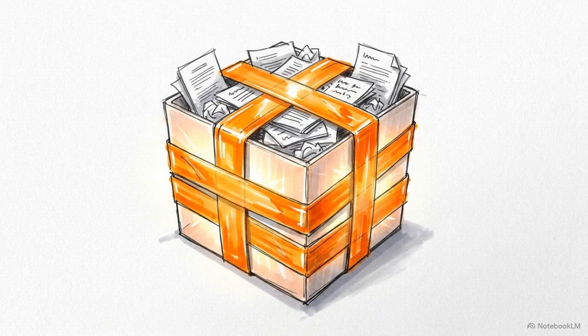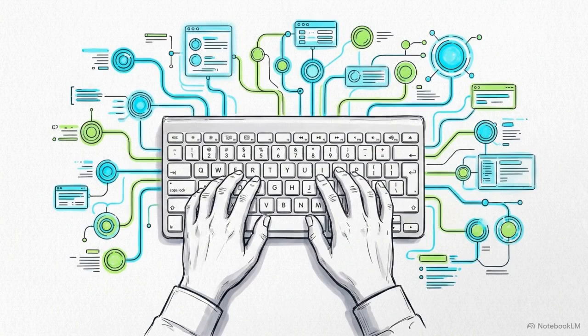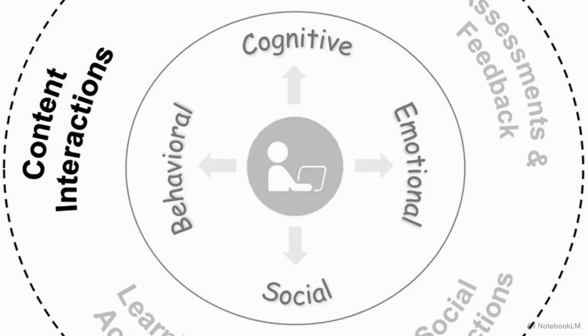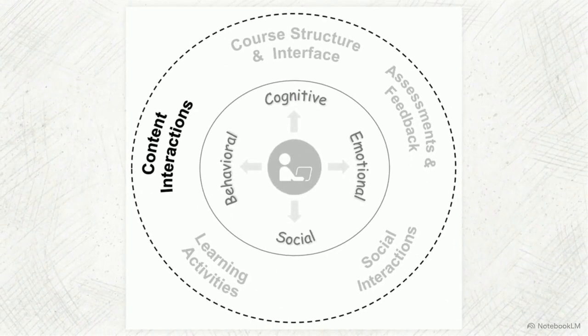But in an online course, the digital interface cannot be a mere wrapper for content. The interface is the actual environment where all learning interactions take place. This diagram maps the multidimensional reality of the online learning experience. The center represents the learner, surrounded by cognitive, behavioral, emotional, and social dimensions. Notice the outer boundary. The course structure and interface enclose everything else, dictating the quality of every interaction inside it.